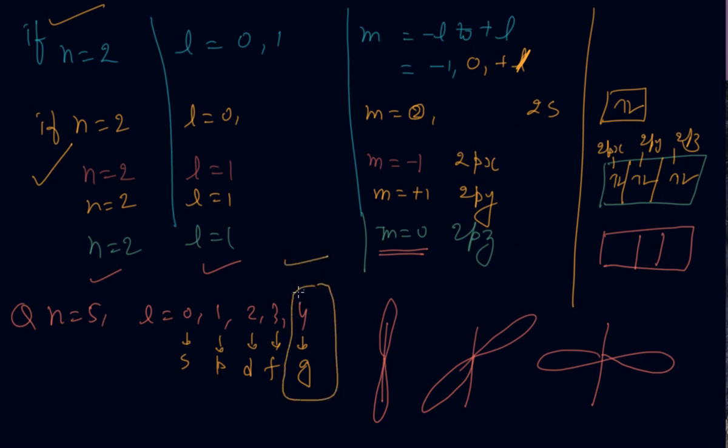So you take care of this question also. There are so many questions, and it is a very interesting and easy topic, my dear students: quantum number. In the next class we will do the Heisenberg uncertainty principle, n plus l rule and Pauli exclusion principle.